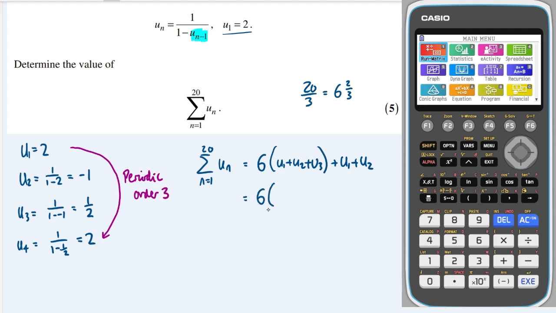Okay, so this is 6 times 2 plus minus 1 plus 1/2, plus 2 and then plus minus 1. Okay, so we can calculate this. That's 1/2 times 6 is 9, and then we've got plus 2 minus 1, so that's a total of 10.